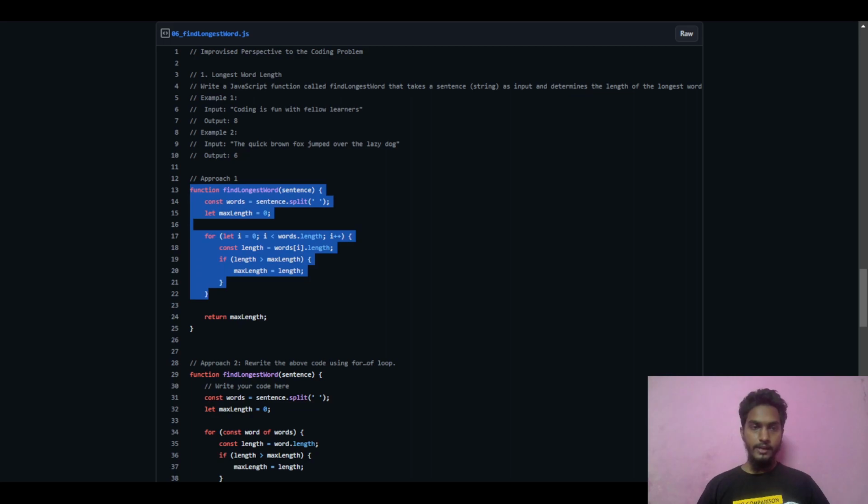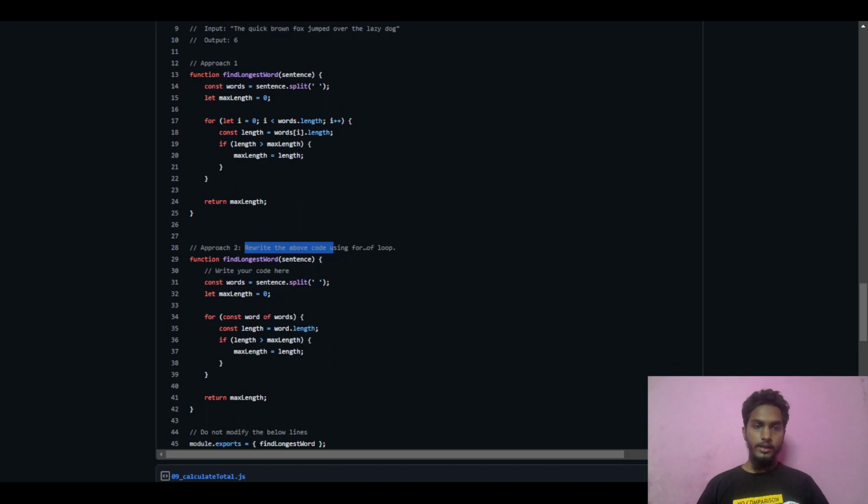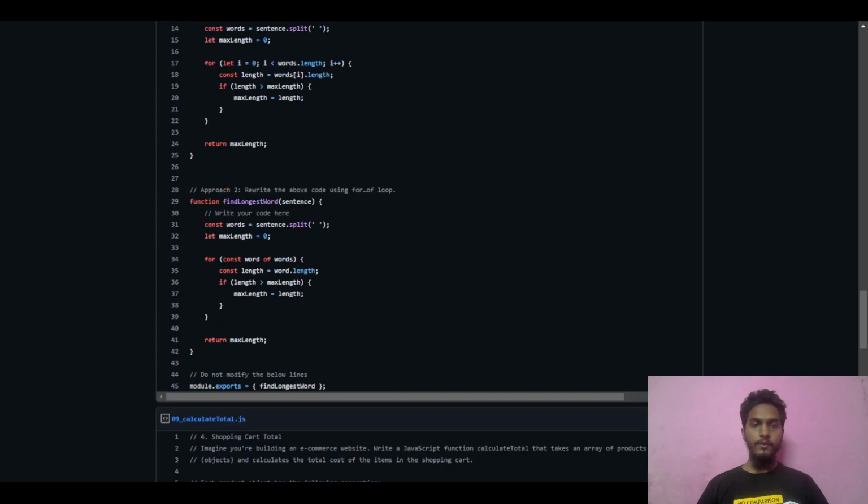So this is the correct approach 1, but we have to provide our improvised perspective to the coding problem. So approach 2 asks us to rewrite the above code using for...of loops. So let's see the for...of loop version. Here also we are converting the sentence into a word array and declaring the max length. Then we are writing a for...of loop instead of the traditional loop.